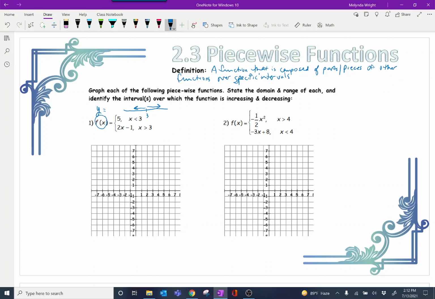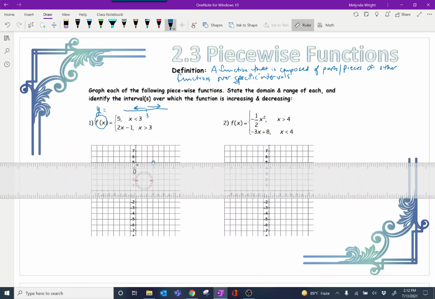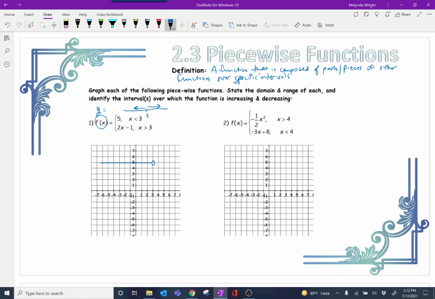So we go up to 5, and when x is smaller than 3, so not at 3, but smaller, let's see if we can get our ruler here. So we're going this way. Okay, so when x is smaller than 3, y is 5. Okay, great. Now let's look at the other one.